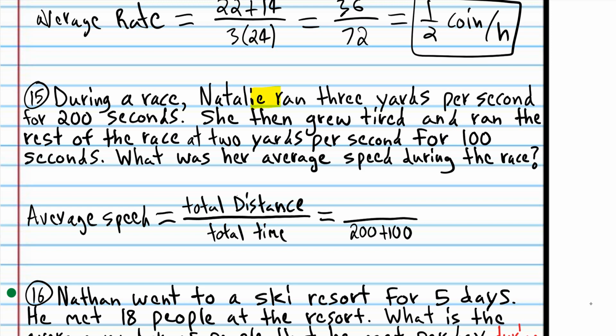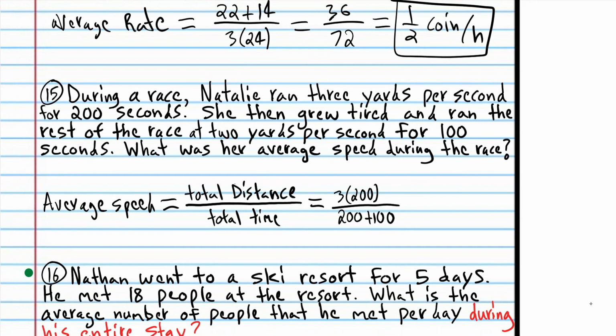She ran 3 yards in 1 second. But she wasn't just running for 1 second. She was running for 200 seconds. So how do you do this? Well, it's just 3 times 200. That's the total distance that she ran when she was running at 3 yards per second.